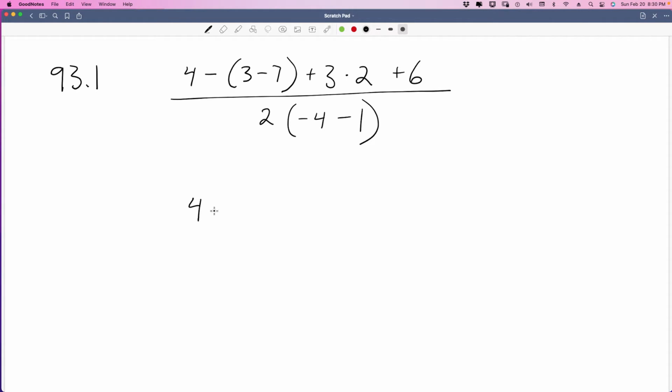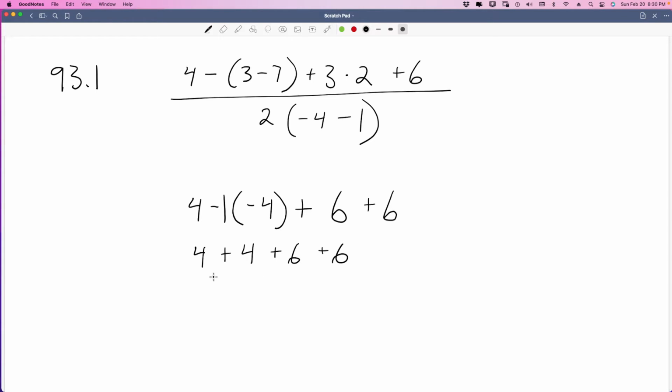We have 4 minus, and within the parentheses we have 3 minus 7. So it's going to be negative 4 plus, and then we have 3 times 2. That's going to be 6 plus 6. Okay. So we know whenever we have a minus sign outside of a parenthesis that should be a negative 1 right there. And that's going to be multiplication. So 4, and then we have negative 1 times a negative 4. That's going to be 4 and a positive 4. Then a positive 6 and a positive 6, right?